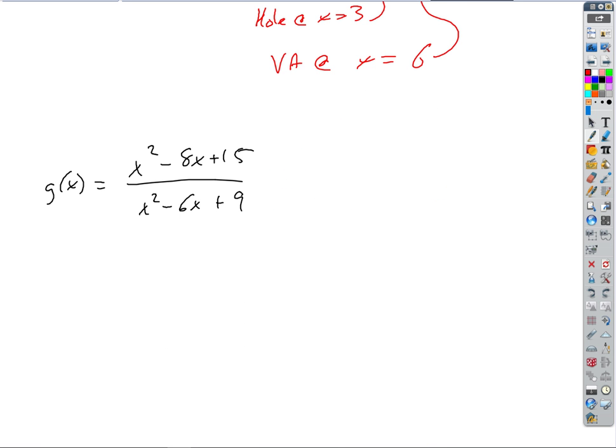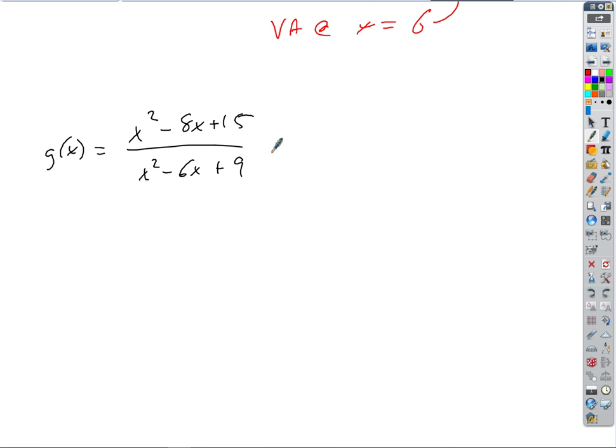How about this one? Same thing, right? Factor top and bottom. What's it factor into? X minus 3, x minus 5, all over x minus 3 squared. Okay. Okay. What do we get?